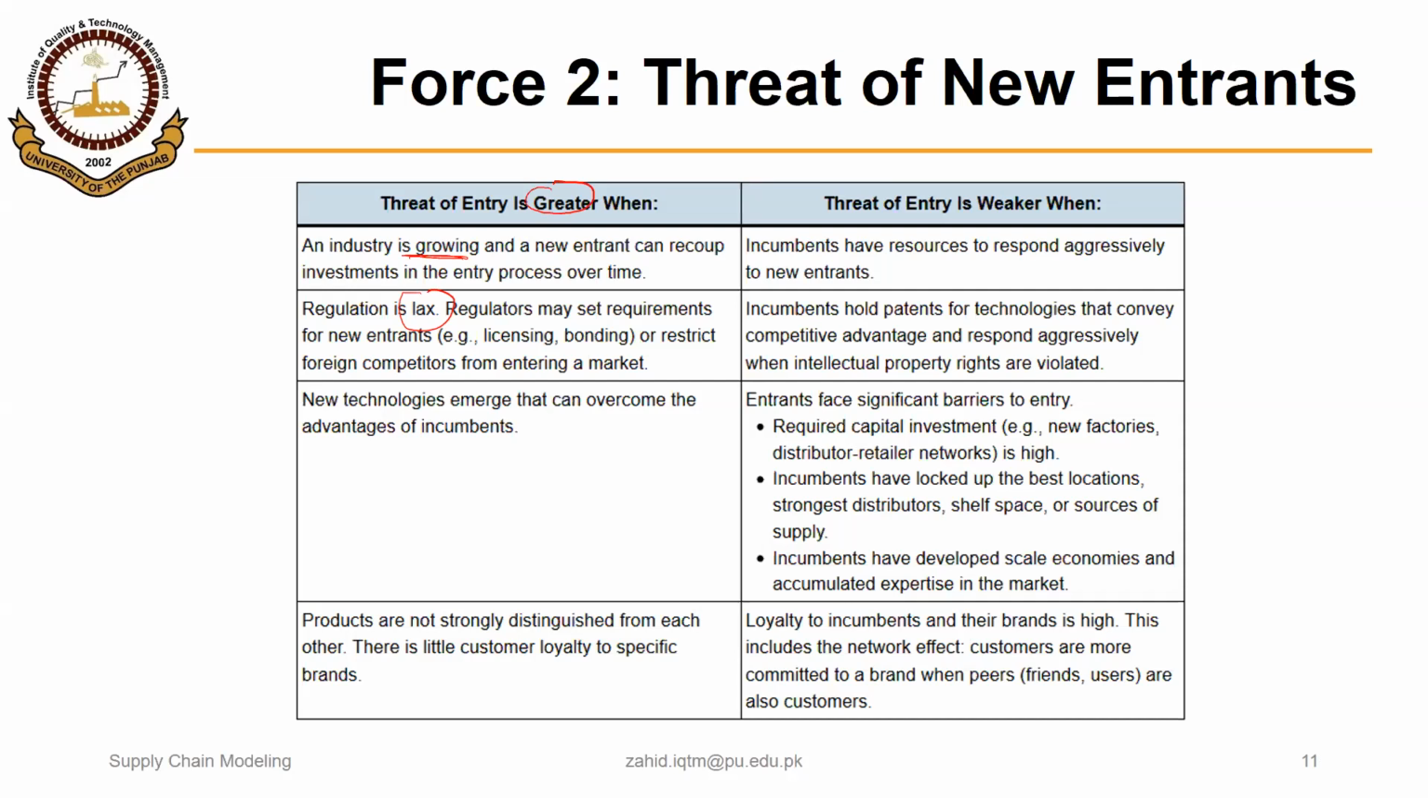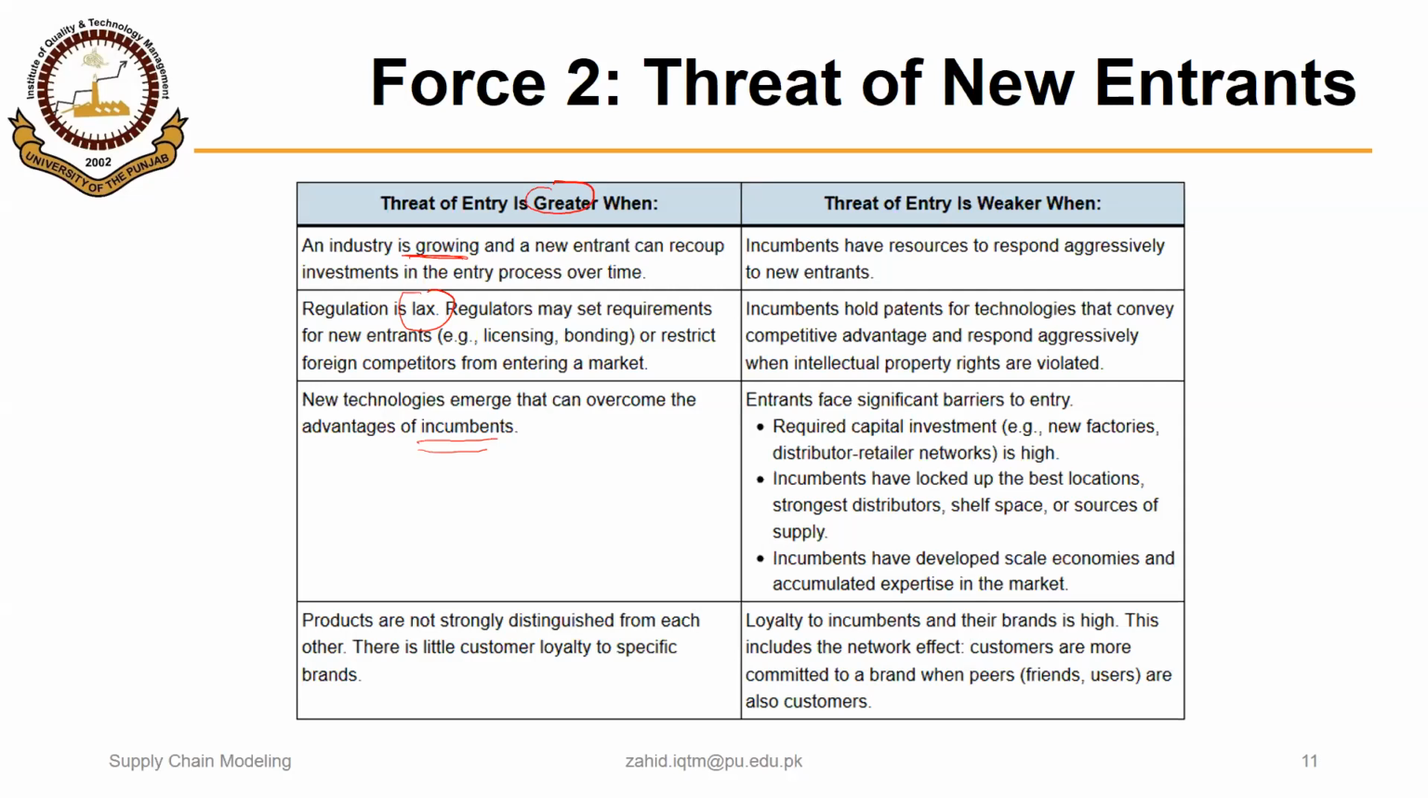New technologies emerge that can overcome the advantage of incumbents. So there are people or organizations who have been doing that business for a longer time, but now new technologies are making that business easier to perform, and better processes can be developed because of new technology. So it sometimes becomes difficult for the older organization to switch to new technology. But it is the time for a new organization to enter the business because it is easier for them to adopt the new technology as well as start the business.